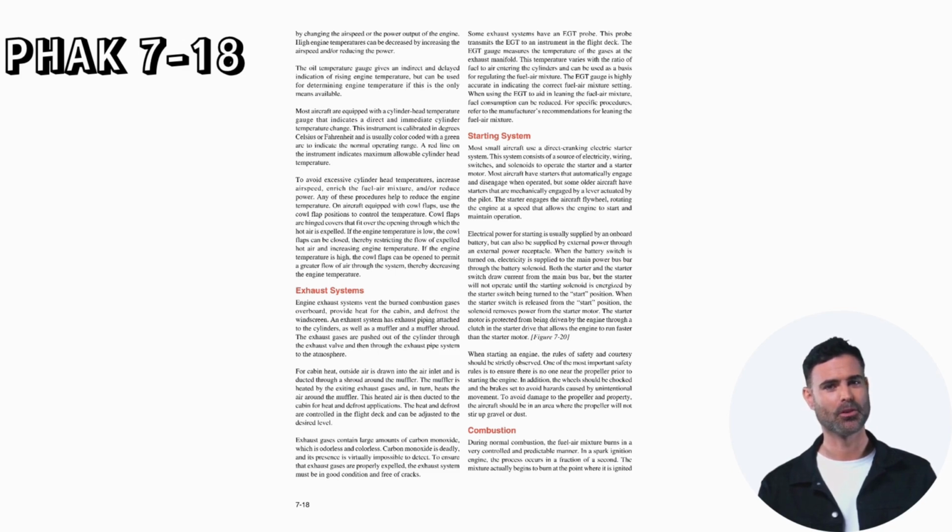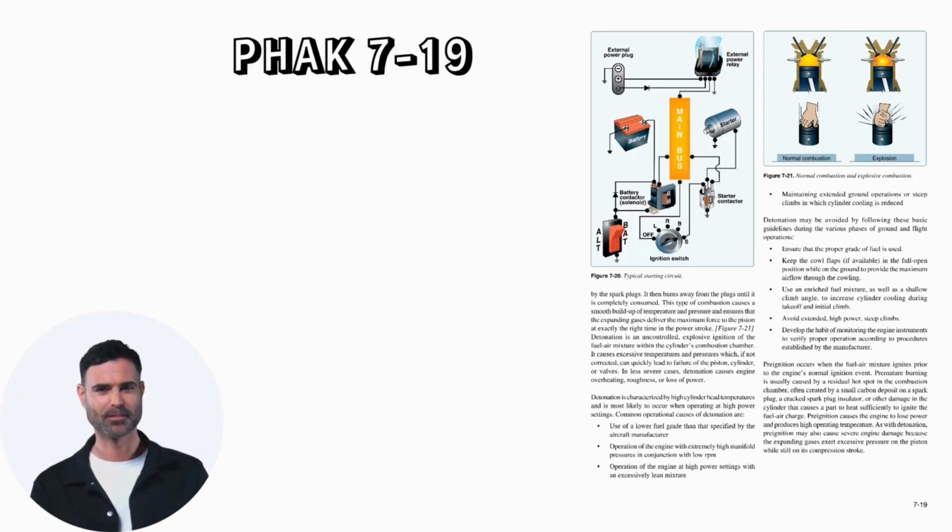Combustion. During normal combustion, the fuel-air mixture burns in a very controlled and predictable manner. In a spark ignition engine, the process occurs in a fraction of a second. The mixture actually begins to burn at the point where it is ignited by the spark plugs. It then burns away from the plugs until it is completely consumed. This type of combustion causes a smooth buildup of temperature and pressure and ensures that the expanding gases deliver the maximum force to the piston at exactly the right time in the power stroke.